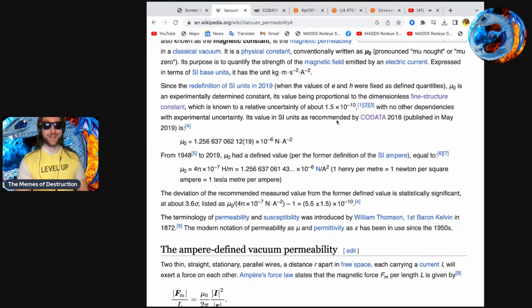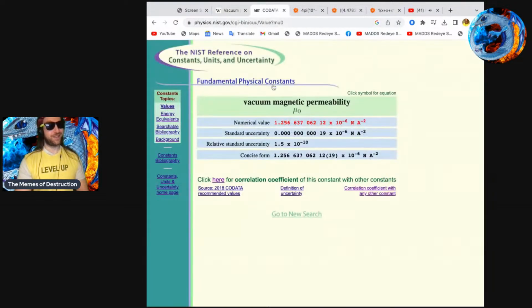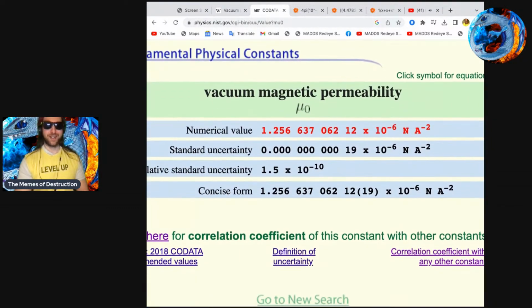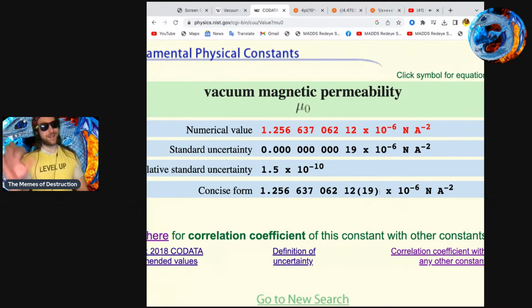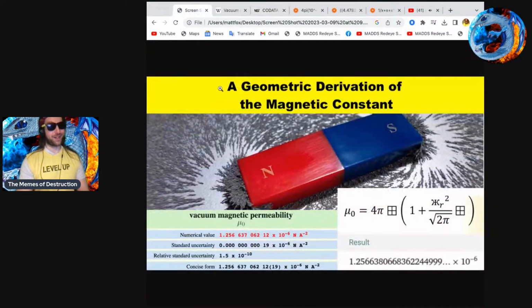Okay. So, what do we have here? Here's basically the number that we're looking for. This is from NIST. So we're looking here. We got vacuum magnetic permeability, or mu naught, numerical value 1.25663706212 times 10 to the negative 6 with error bars, 19 there, times 10 to the negative 6. Alright, that's cool. Now, what is the claim we're talking about here?